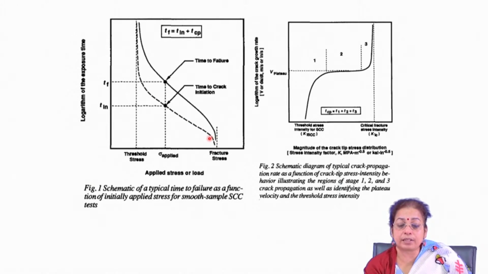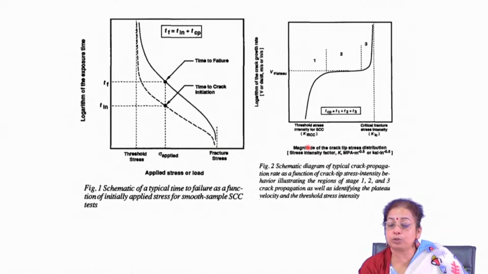So, this is very important, and whenever you do a stress corrosion cracking study, you have to note down these two times: one is the crack initiation time and the other is the crack propagation time. If you draw the crack initiation time as a function of applied load and the crack propagation time as a function of applied load, that is nothing but your stress corrosion cracking mapping, or the behavior of the alloy in the stress corrosion cracking environment.